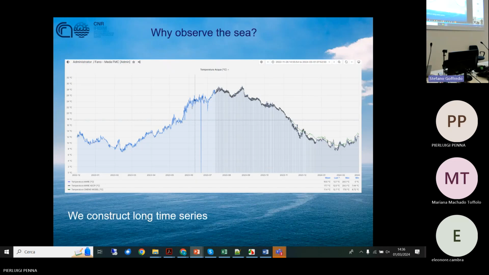So we try to answer the question of the talk. Why do we observe the sea? For the first reason, we are constructing long time data series. If you don't know what happened in the past, we can do nothing. Also, when you go out to take samples and you bring the CTD, you make a photo of the situation, but you don't know anything of what happened before. So the model is perfect for this kind of situation.